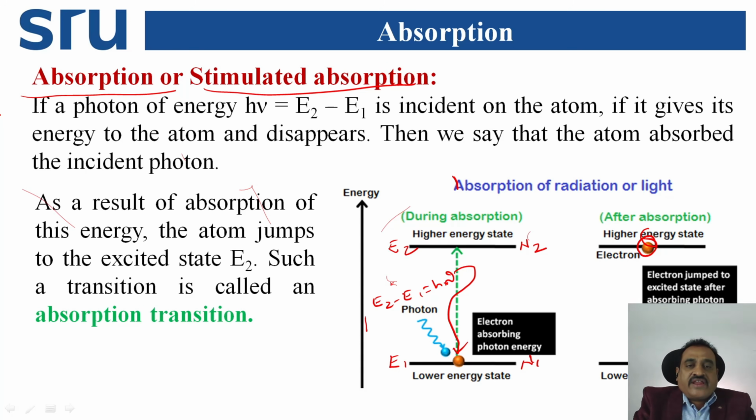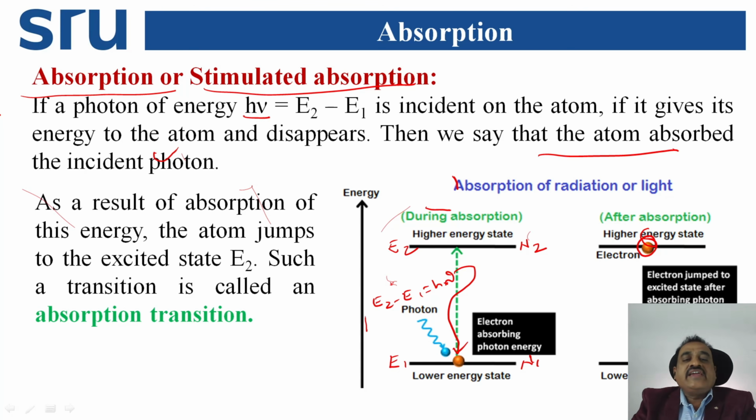If a photon of energy h nu is incident on the atom, and it gives its energy to the atom and disappears, then we say that the atom absorbed the incident photon. As a result of absorption of this energy, the atom jumps to the excited state E2. Such a transition is called an absorption.